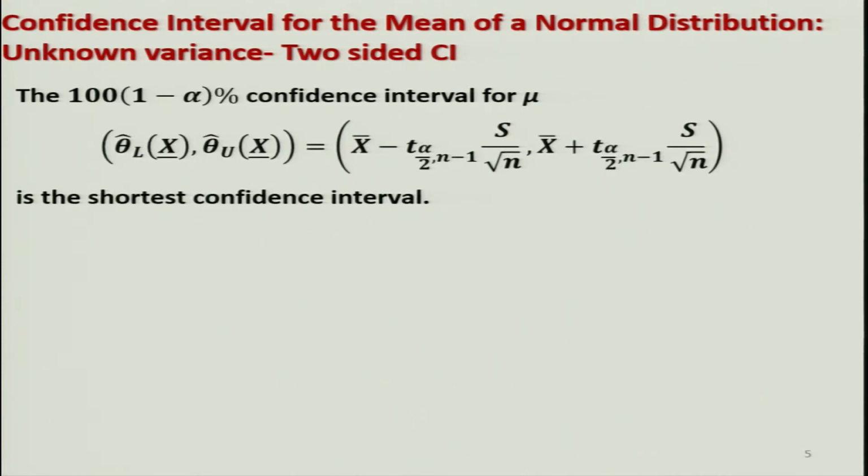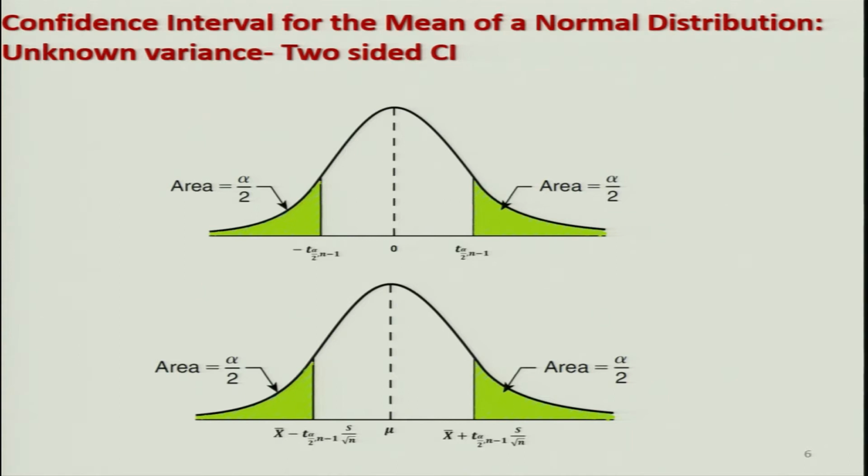So, now I can say that this is the confidence interval in the case when sigma square is unknown to us. And if you try to judge this confidence interval on the basis of its length, then one can very easily show that the interval we have obtained is the shortest confidence interval, right. So, that means this is a good confidence interval.